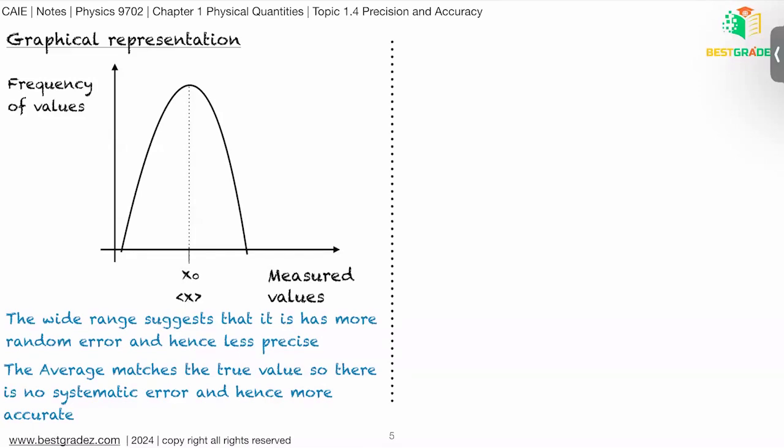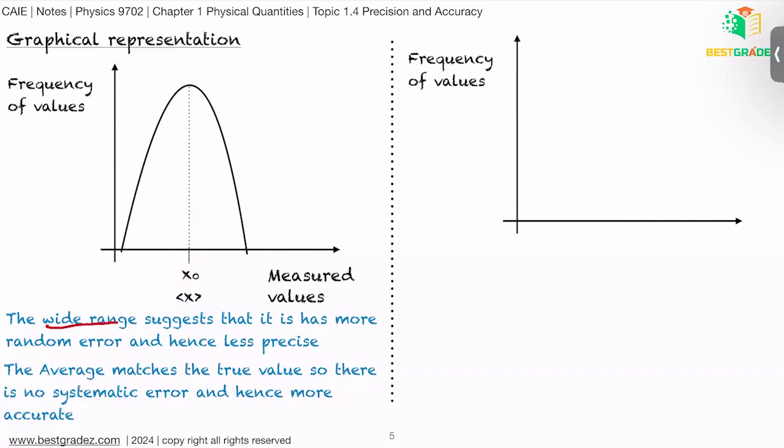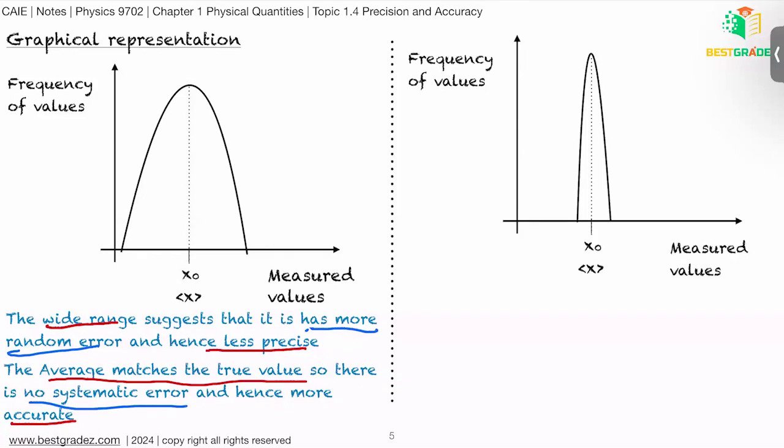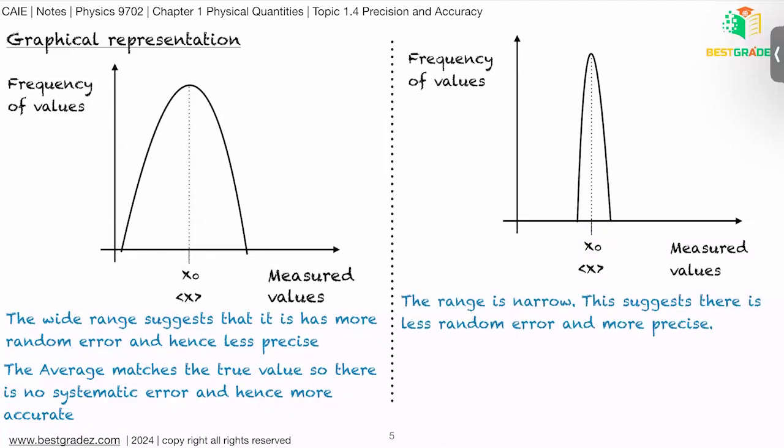So generally the shape of the graph should be familiar. You can draw the shape and just write wide range, less precise. Average matches true, so more accurate. In the second line you can write more random error, less systematic error. Saifa, what do you think about this one? I believe it's more accurate. Yeah, because the average and the true value match. Exactly. So that's just how you conclude the whole idea.